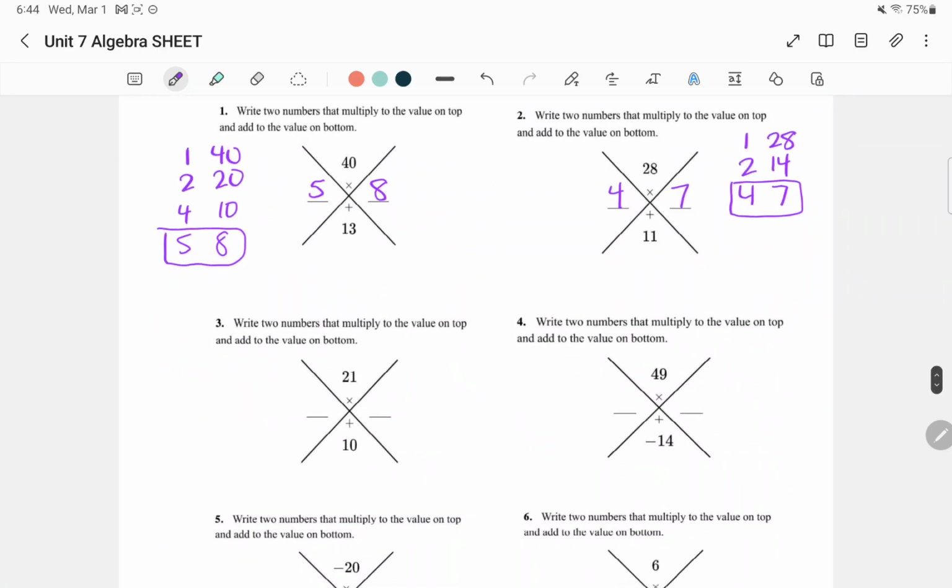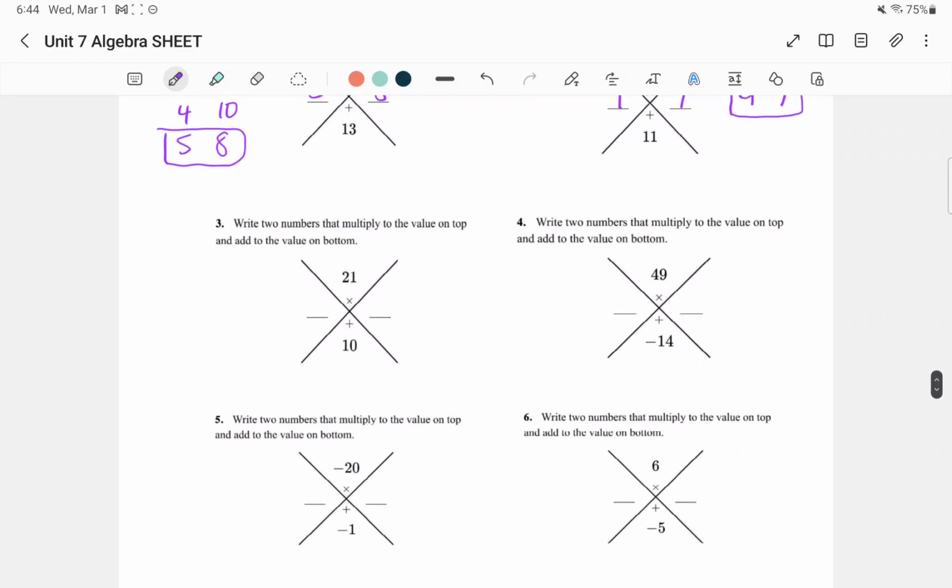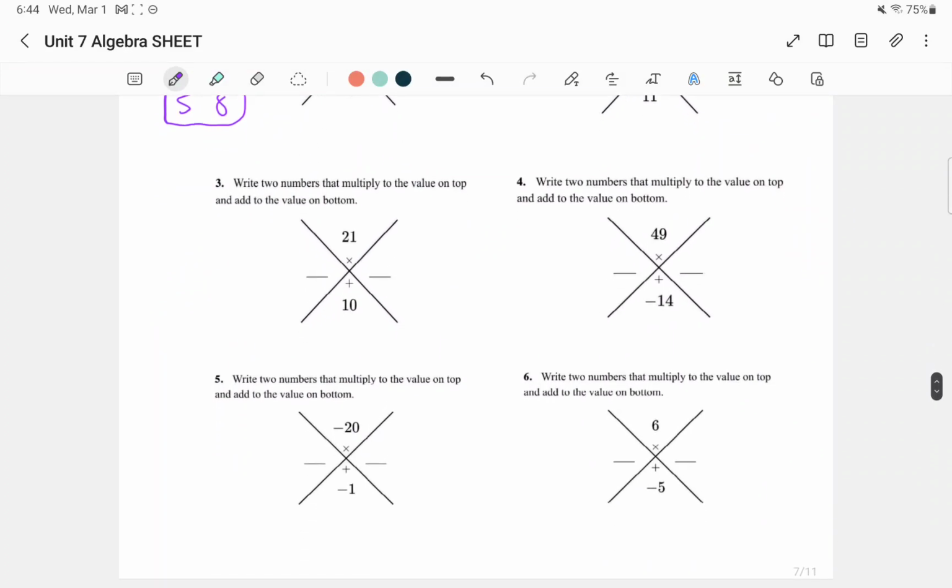So go ahead and pause the video and try 3, 4, 5, and 6 on your own. All right, let's go over 3, 4, 5, and 6. And I just remembered that 4, 5, and 6 have negatives, so those are a little trickier. But number 3, you should be able to do perfectly fine. So let's list the factors of 21. So that would be 1 and 21. 21 is not even, so I can't divide it by 2. But I can divide it by 3. That gives me 7. And look at that. 3 and 7 add up to 10. So my numbers are 3 and 7.